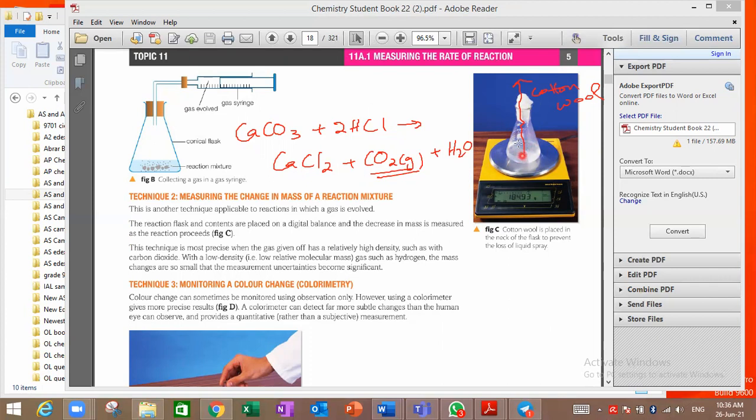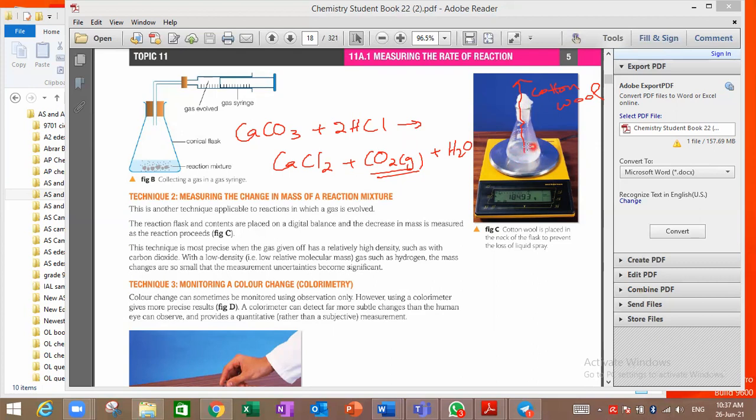And sometimes there will be splashing due to the vigorous reaction. Sometimes there will be splashing of the reaction mixture outside the conical flask. That's why, to prevent the splashing of the reaction mixture outside the flask, we place here the cotton wool so that it allows the escape of the carbon dioxide gas produced, and at the same time prevents the splashing of the liquid outside the conical flask.